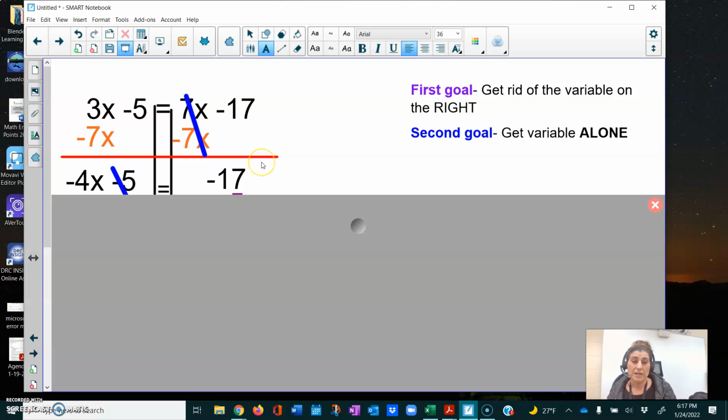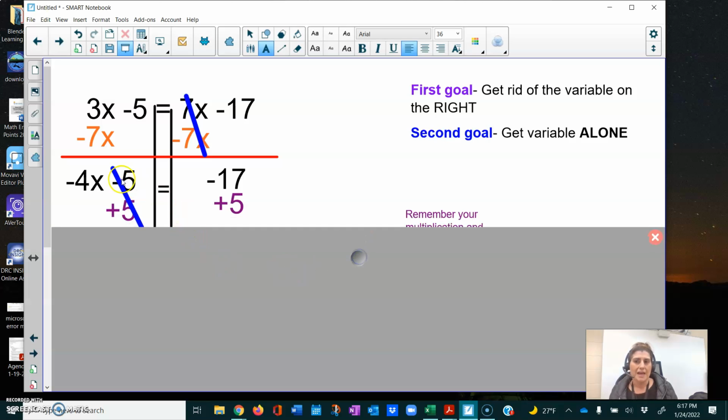It's going to help you stay organized. Okay, so do it. Just do it. Now you want to bring down everything that you haven't dealt with. Your 7x, done, dealt with, gone. So you have 4x, negative 4x, you have a negative 5, your equal sign, and you have negative 17. That's the next thing you've got to deal with.